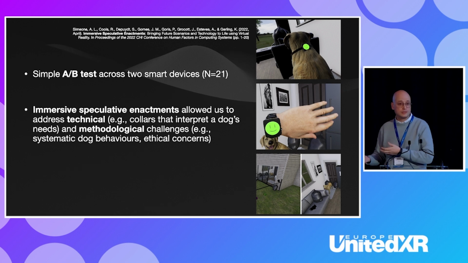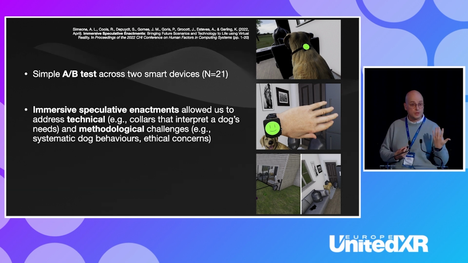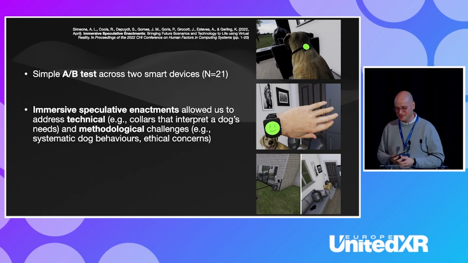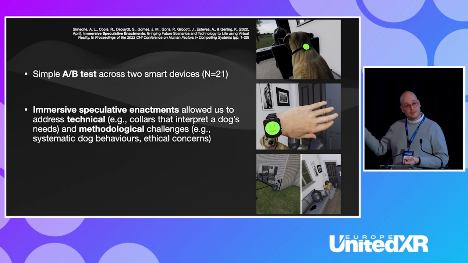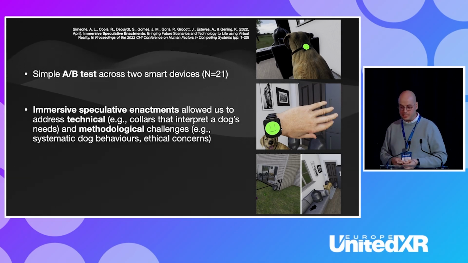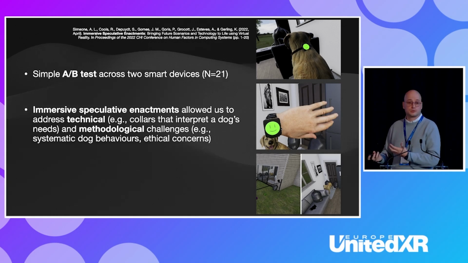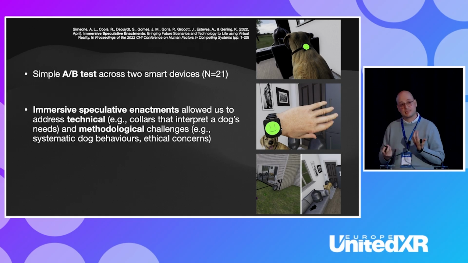Would it be in the dog collar? Would it be in the smartwatch of the owner? Fair question. I believe so. So again, this immersive speculative enactment method allowed us to pretend the collar existed that measured the dog's needs. And then there are the methodological difficulties: we would have to have a dog that behaves in a systematic manner to have a fair comparison.